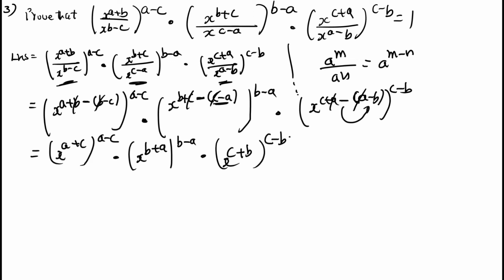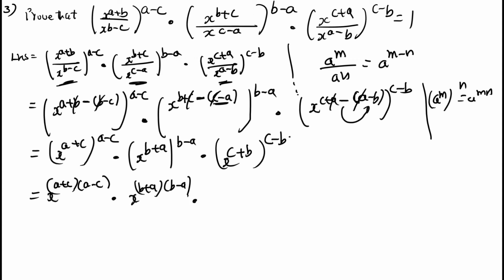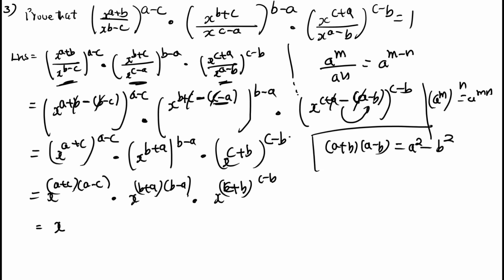Now see, use the formula (a^m)^n is equal to a^(mn). So what you will get: x to the power (a+c)(a-c) into x to the power (b+a)(b-a) into x to the power (c+b)(c-b). So it is equal to x to the power, see, what is (a+c)(a-c)? We have the formula, right? (a+b)(a-b) is equal to a square minus b square, the algebraic formula. So (a+c)(a-c) is a square minus c square, into x to the power (b+a)(b-a), which is b square minus a square, into x to the power (c+b)(c-b), its value is c square minus b square.